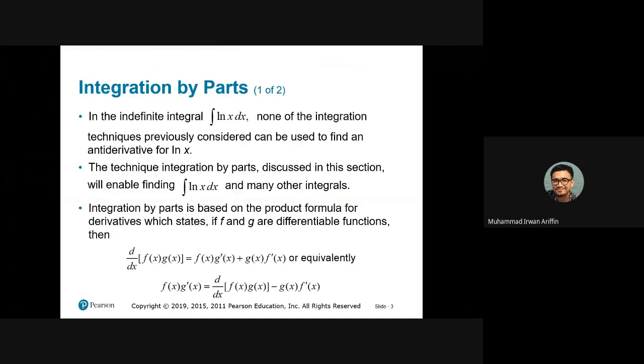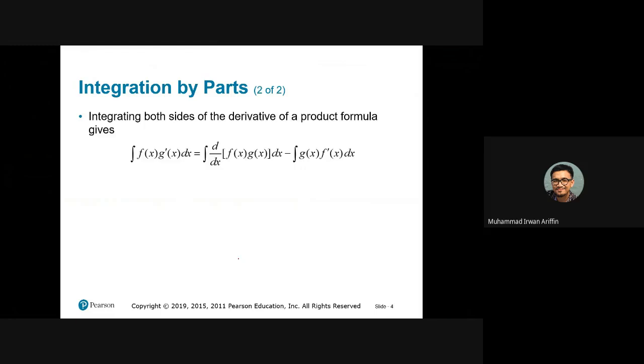So integration by parts is basically based on the product formula for derivatives, which states that if f and g are two differentiable functions, then the derivative of this product would simply be the original function f times the derivative of g, plus the original function g multiplied with the derivative of f. This is what we have discussed so far, and this is the basis of integration by parts.